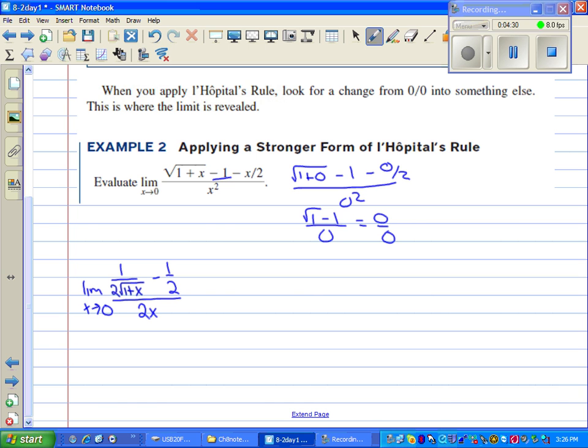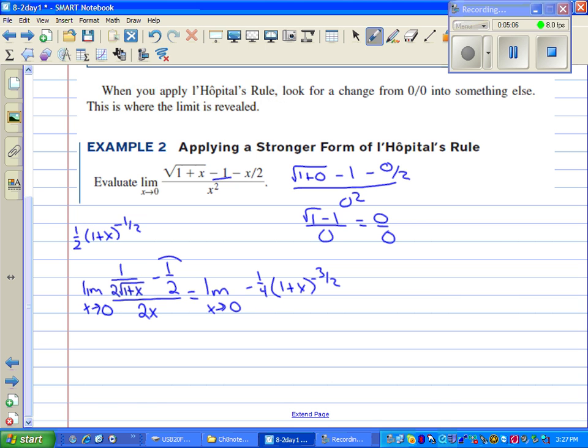that'd be 0 on top, and then 2 times 0 is 0, so we would still get 0 over 0. So we can do L'Hopital's rule again. We have the limit as x approaches 0 of, let's see, I think I want to rewrite this radical again as 1/2 times 1 plus x to the negative 1/2. That's really what the derivative of the square root of 1 plus x is. This is going to be easier to take the derivative again because we'll have negative 1/4 times 1 plus x to the negative 3/2.